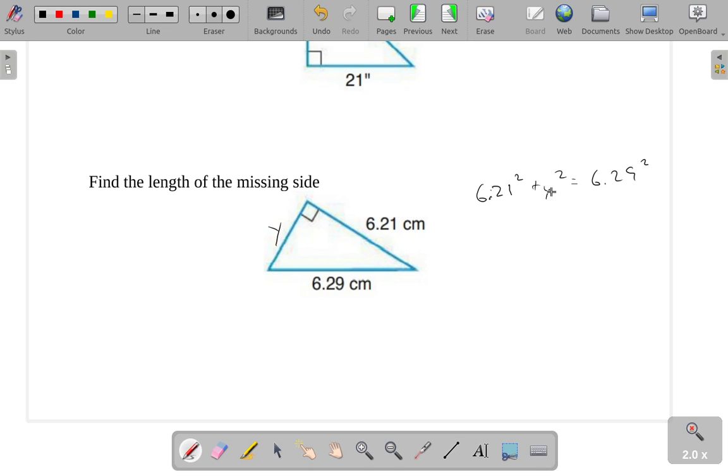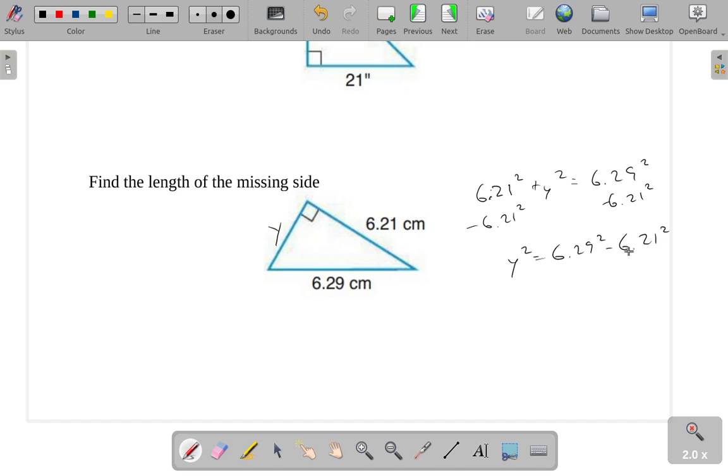Here the y is not alone, so I can't just take the square root of things at this point. What I need to do is I first need to get rid of this 6.21 squared. I need to get that onto the other side of the equation. So when I subtract 6.21 squared from each side, I get y squared equals 6.29 squared minus 6.21 squared.